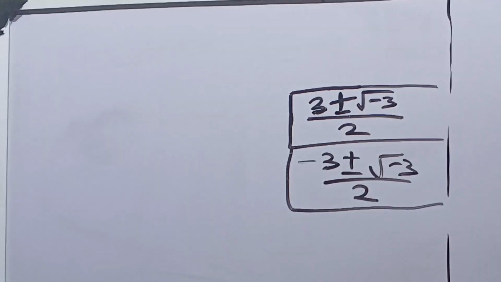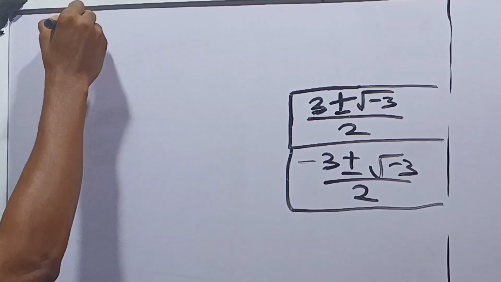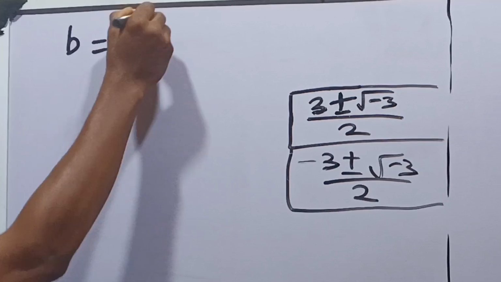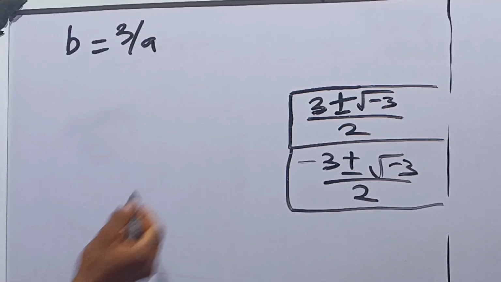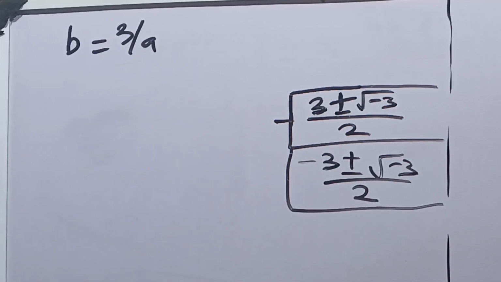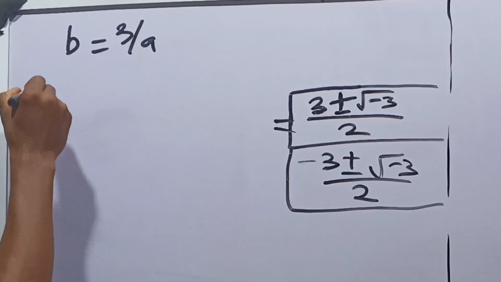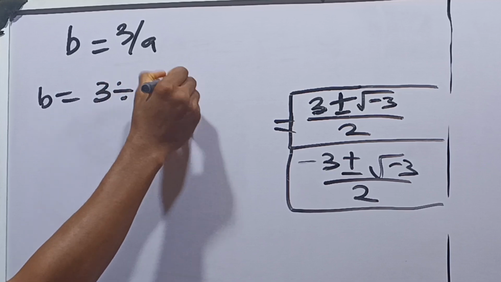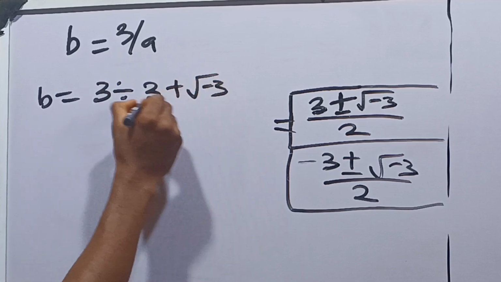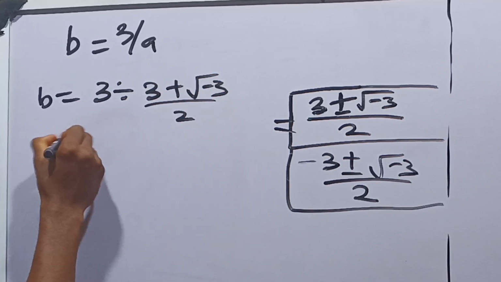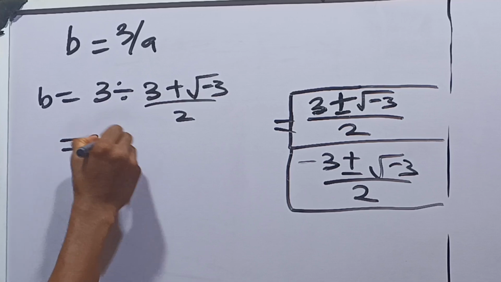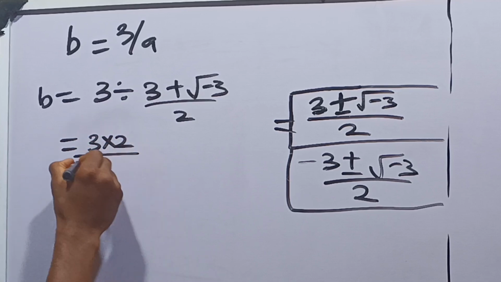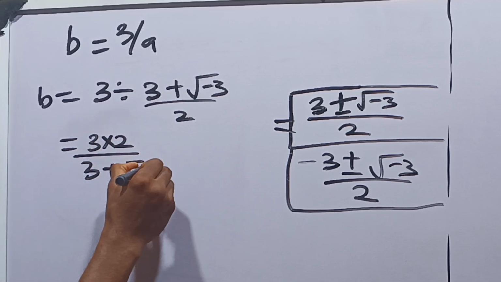So let's solve for b now, given these values. Recall that our b, as we said, is equal to 3 over a. Now let's test for this first condition here. When a is equal to this, let us pick one of them. Let's pick the plus sign. We now have our b will be equal to 3 divided by 3 plus root of negative 3 all over 2. This will become equal to 3 times 2 all over 3 plus root of negative 3.